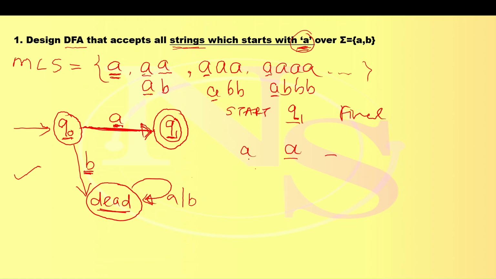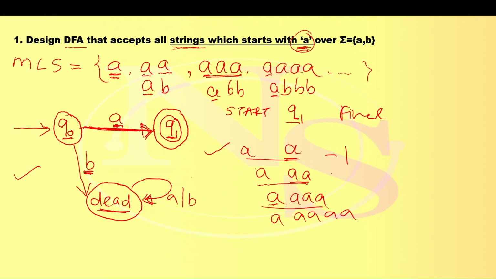Then check, is this double A a valid string? Yes, starting with A. Q1 is looking for single A or double A also. This starting symbol is as it is. Triple A, is this valid? Yes, it's a part of the language. There may be a single A at Q1 or maybe double A or maybe triple A. Our starting symbol is as it is. So all these are valid strings because they start with A. It means Q1 is looking for 1 A or 2 A's or 3 or 4.